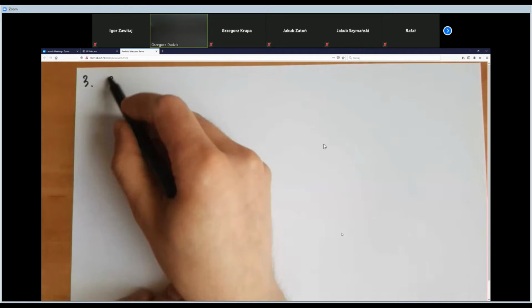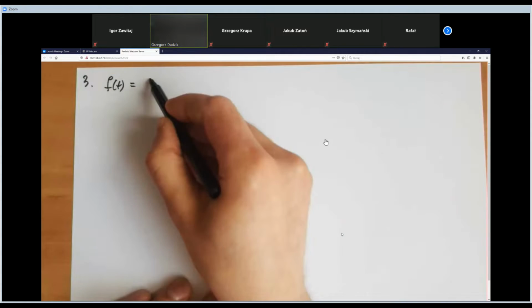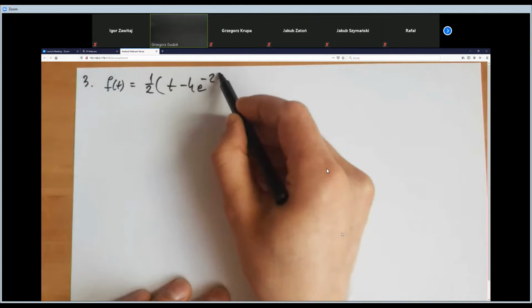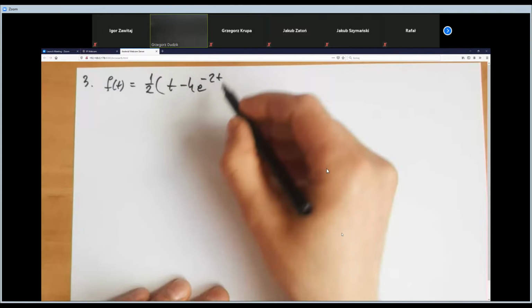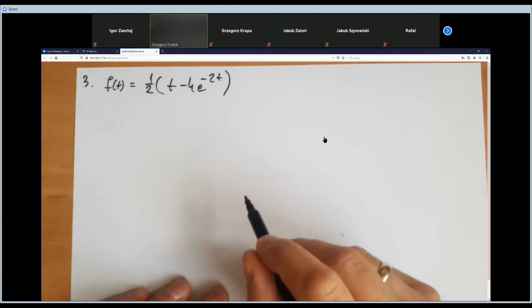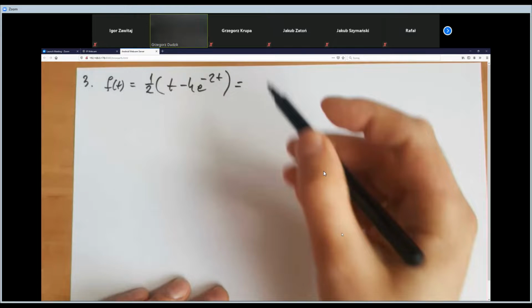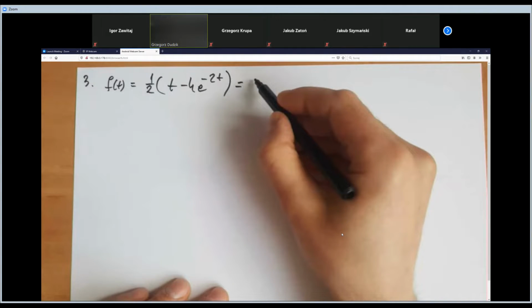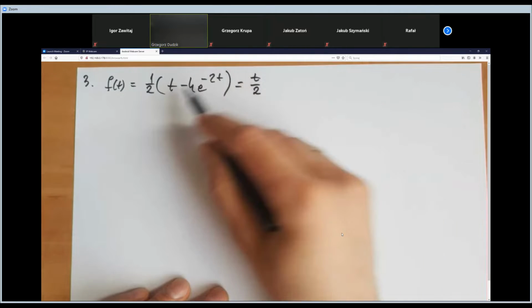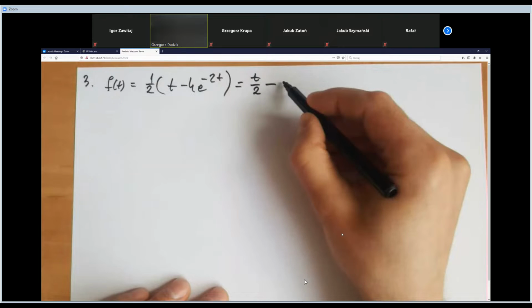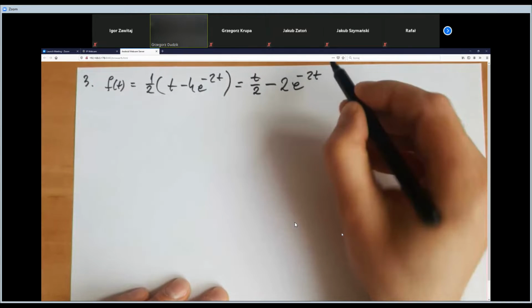And the f(t) function is equal to (1/2)t minus 4e to the power of minus 2t, of course, times the unity function. Okay, so first thing, let's multiply everything by the constant value. So it will be equal to t over 2 minus 4 over 2, which is 2, e to the power of minus 2t.